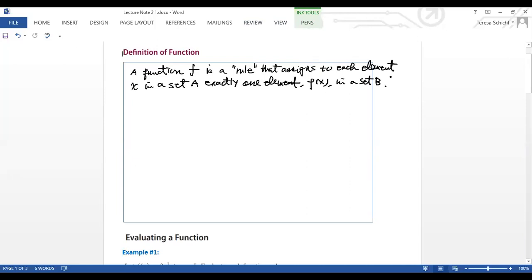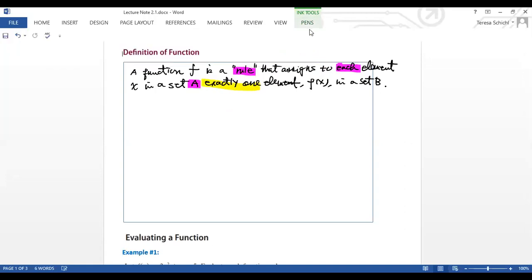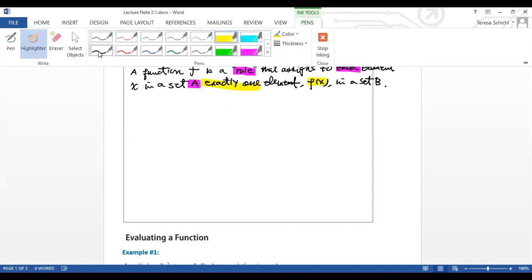Okay, so there are a few things we need to be careful about, the key words here. First, we say the function is a rule, so it depends on how you define the rule of this function. For each element in A, and here is the most important part, we're going to assign exactly one element, which we call f of x, in the set B. So this is how we define a function.